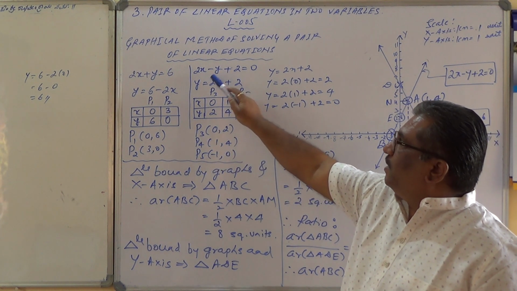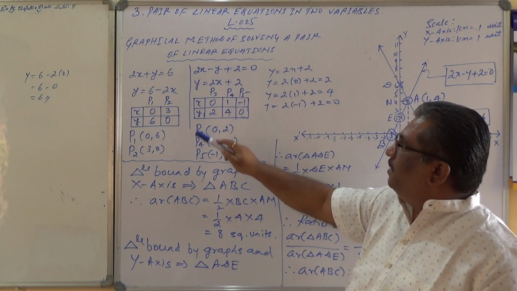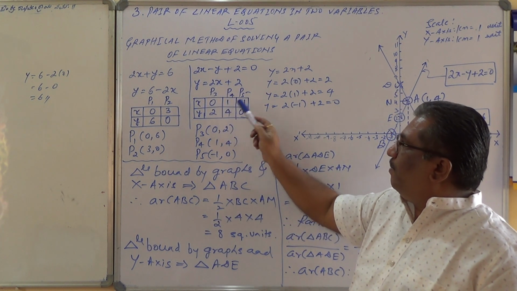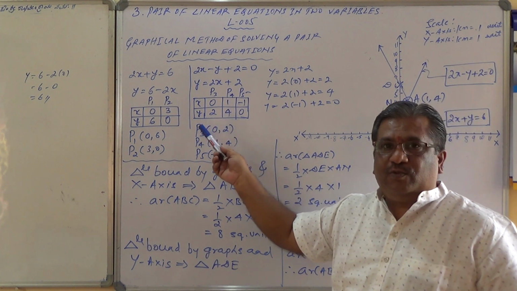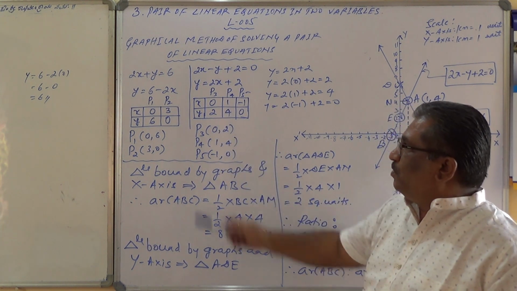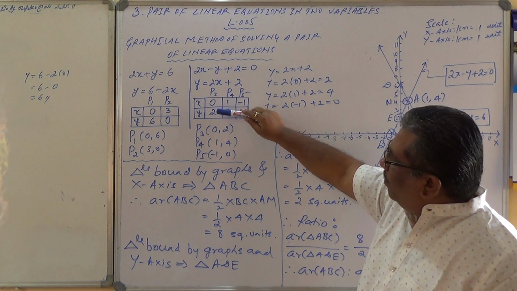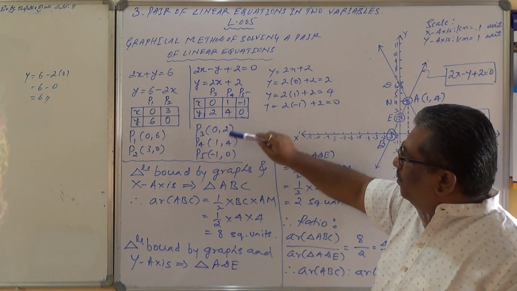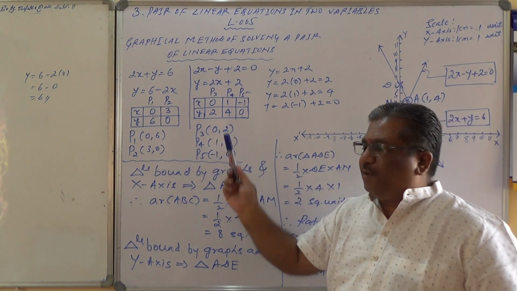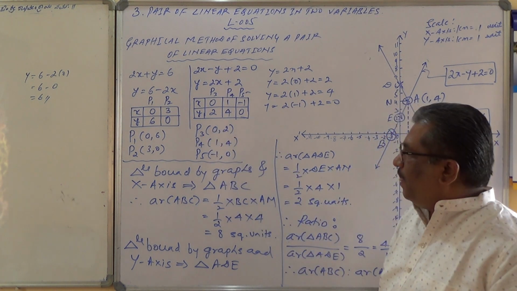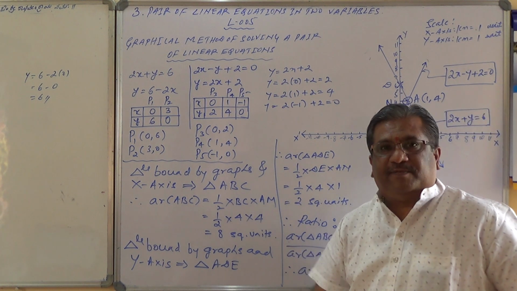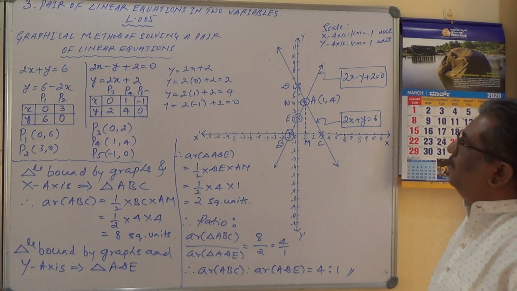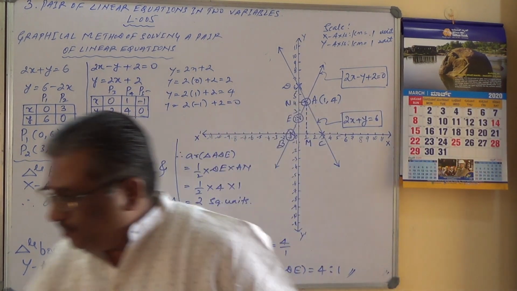Next, 2x minus y plus 2 equals 0. Express y in terms of x, transpose this side. So y is equal to 2x plus 2. Take the values of x as 0, 1, minus 1. Respectively, we get y as 2, 4, 0. So the points to be plotted are 0, 2; 1, 4; and minus 1, 0. These are the points to be plotted on the graph. Let's plot the graph first and then see. Here, just a moment.